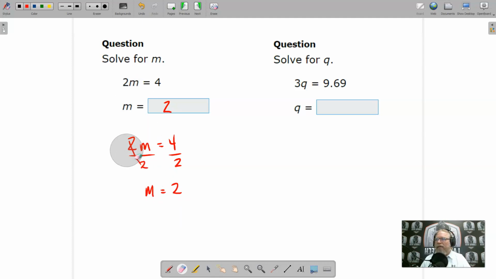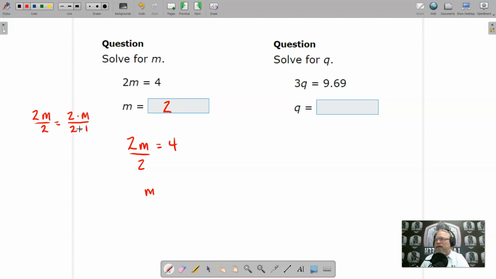In case you're wondering what's happening here with the 2s canceling each other, let's take a look at that in another way. I'm going to go ahead and erase this because I don't want you thinking, oh, what's the magic there? So I have 2m equals 4. And whenever I divide by 2 and I get m, the reason for that is if I have 2m over 2, this is equal to 2 times m over, and I could do 2 times 1, right?